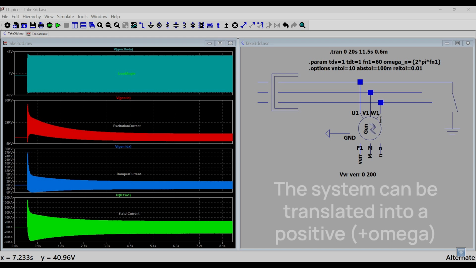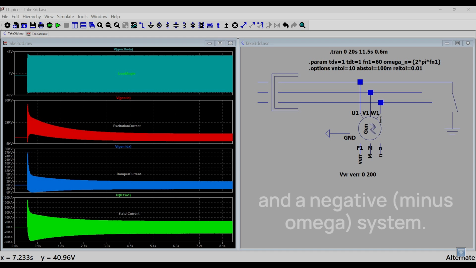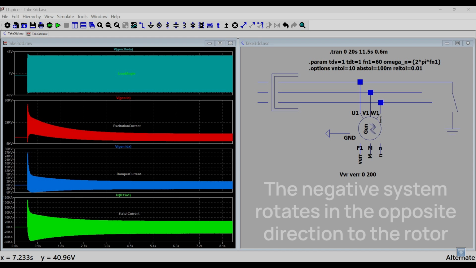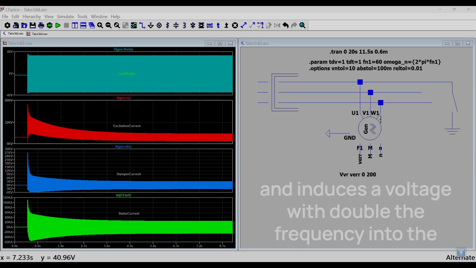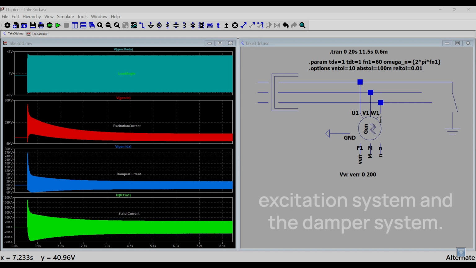The system can be translated into a positive omega and a negative minus omega system. The negative system rotates in the opposite direction to the rotor and induces a voltage with double the frequency into the excitation system and the damper system.